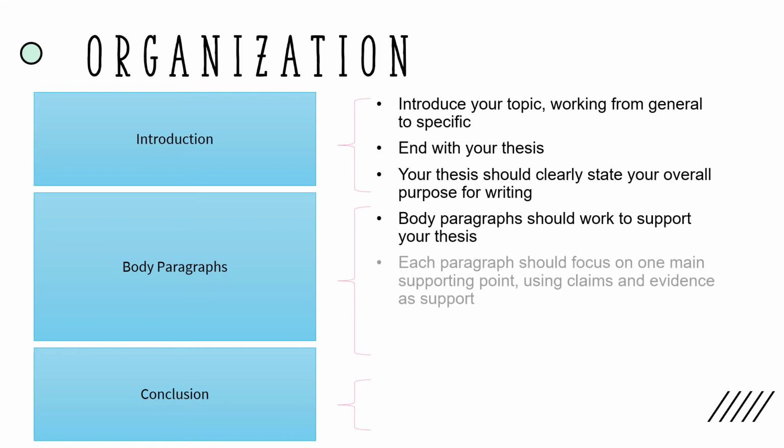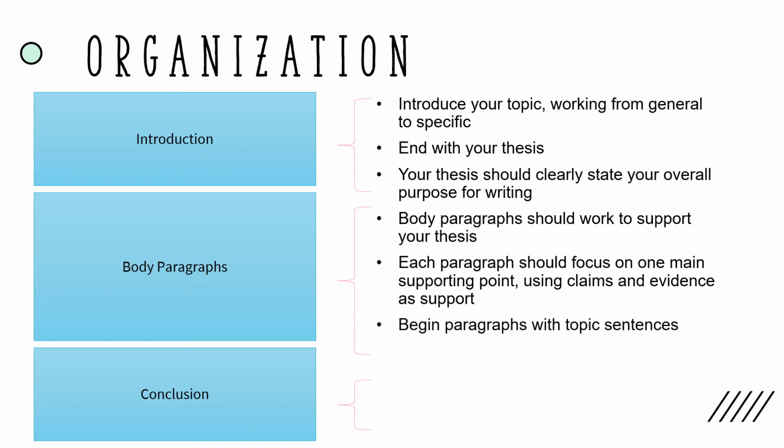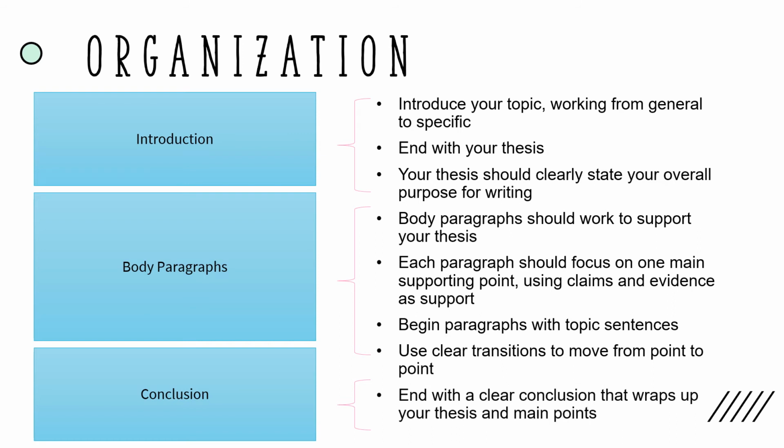Each body paragraph should focus on one main supporting point, using a variety of claims and evidence that supports your thesis, and should begin with a topic sentence that states what that paragraph will be about. You should also use clear transitions to move from point to point. Finally, you should end with a clear conclusion that wraps up your thesis and main points, and sometimes calls on your reader to respond in some way. All of these are important elements of organization in academic writing that provide your readers with clear and familiar cues so they can easily follow and understand your writing.